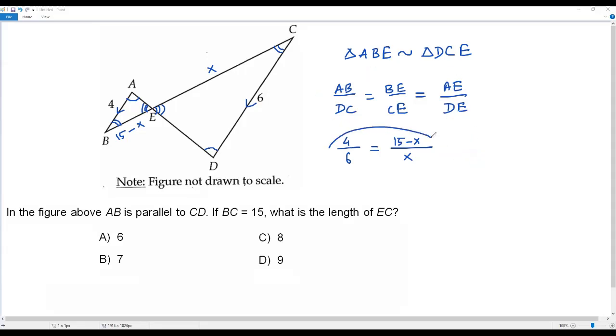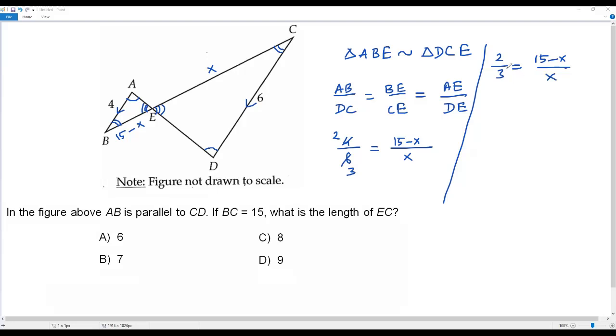Now in this equation I have to solve for x. For that, first I have to simplify 4 over 6. Both 4 and 6 have the greatest common divisor 2. So 2 goes into 4 twice and 2 goes into 6 thrice. Let me continue the problem over here. I'm getting 2 over 3 equals 15 minus x over x.